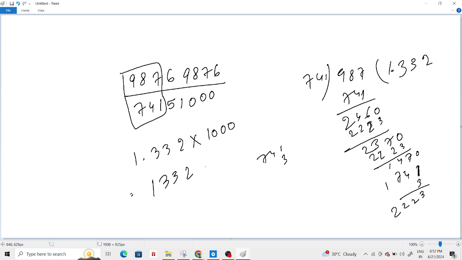So if I take 98769876 divided by 74151, see the answer. What is the answer? Exactly what has come over here. From the calculator the answer is 1332.01. Can you see the level of accuracy that we are getting?